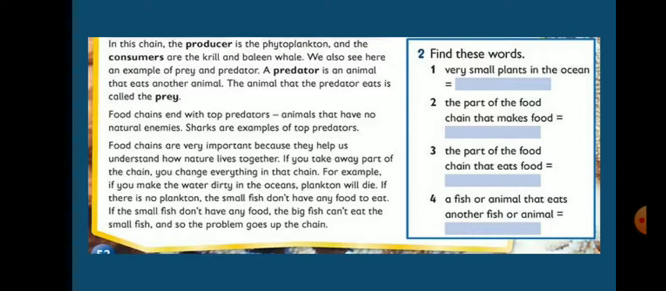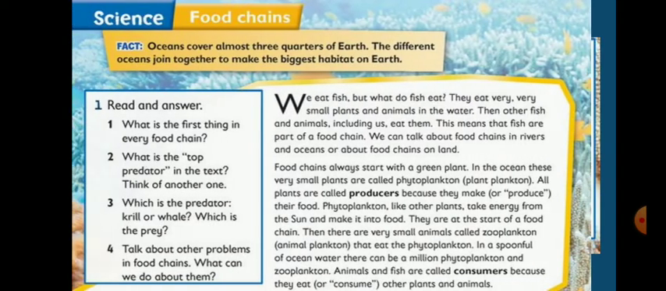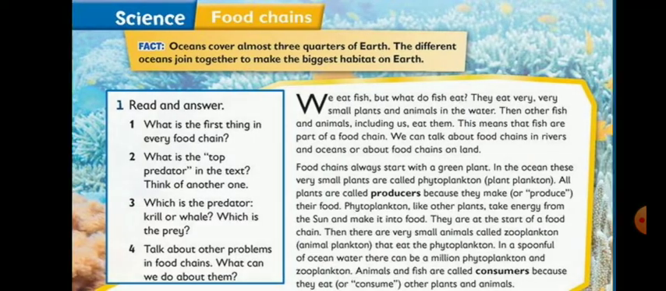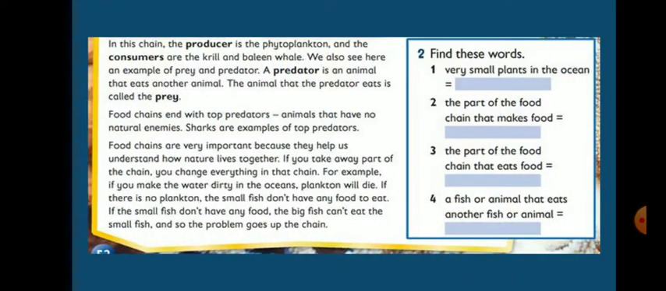Find these words. One: very small plants in the ocean. Two: the part of the food chain that makes food. Three: the part of the food chain that eats food. And four: a fish or animal that eats another fish or animal. In these four words, you have producer, consumers, predator, and prey. You can also find some additional information here in this slide. So please complete exercise number 2.